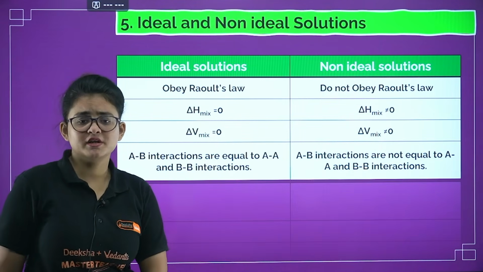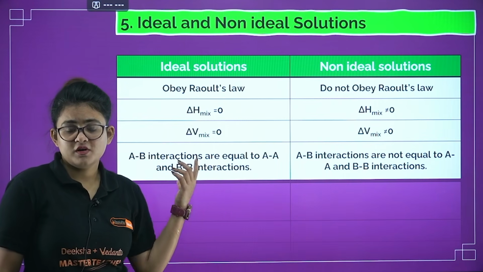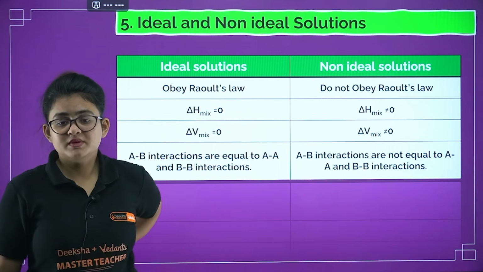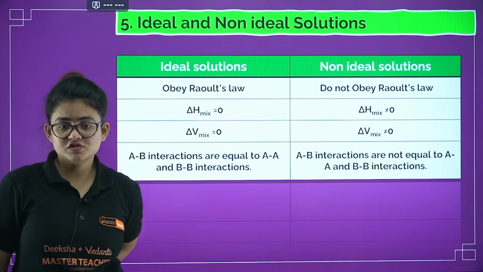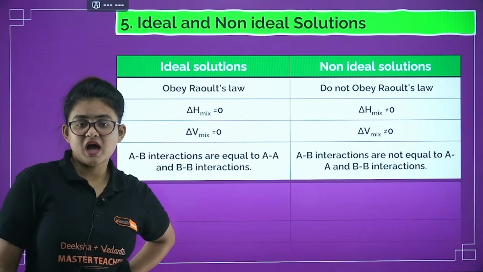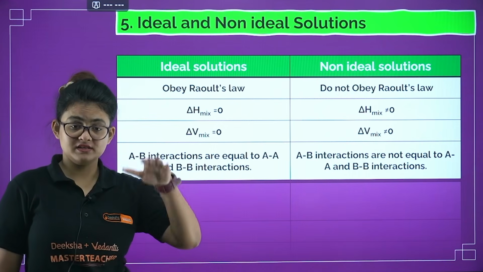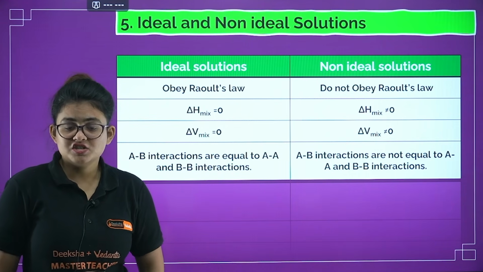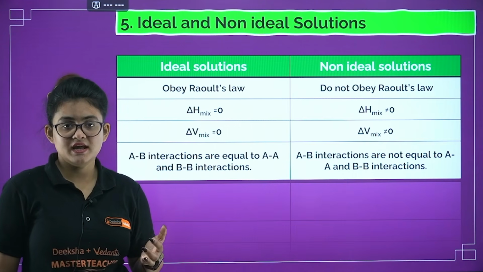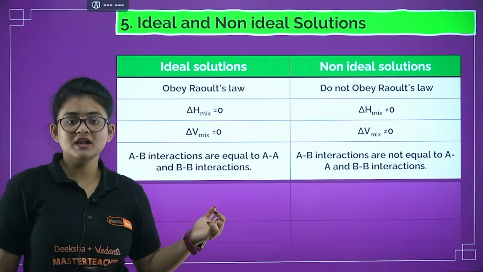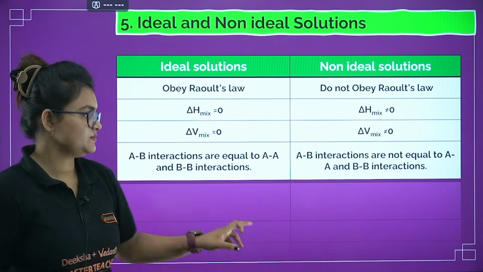So let's proceed with the ideal and non-ideal solution. This is the difference, very important for your board examination. Ideal obeys Raoult's law, non-ideal doesn't. For ideal cases, the enthalpy of mixing is always 0. For non-ideal cases, it is not equal to 0. Delta V mix: after mixing the volume should be equal to 0, there is no change in volume, but in non-ideal cases it will be either greater or lesser. Interaction: let's say I am having A and B, two different components. The individual interactions between A and B should be equal whenever A and B are mixed in an ideal case, but for a non-ideal case they should not be equal.